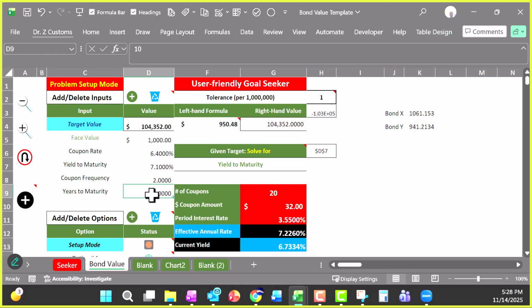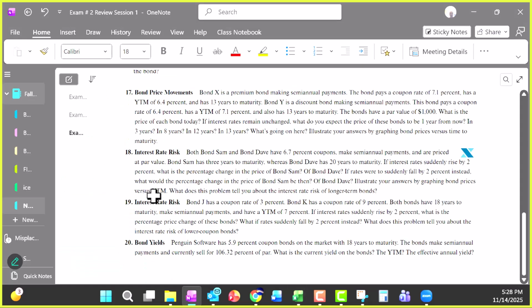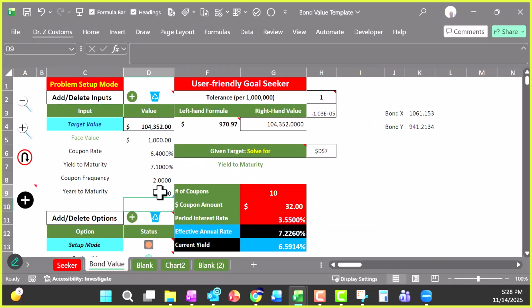In 8 years, it will have 5, up again. 12 years, 1, up again. Obviously, in 13 years, the bond is going to mature, which means it's just going to pay the face value. But what's going on here is if yield to maturity does not change, as the bond approaches its maturity, the price of a discount bond, which is bond Y, keeps increasing. Essentially, the discount is less and less.